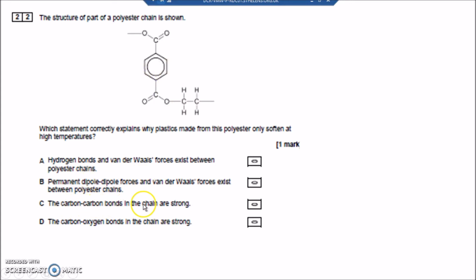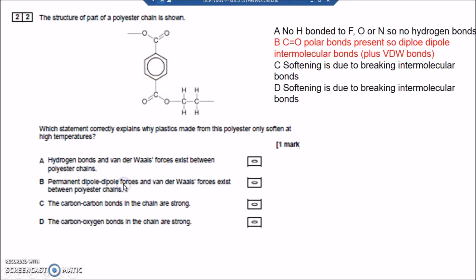The carbon-carbon bonds in the chain are strong. You're not breaking the carbon-carbon bonds within the molecule, you're breaking intermolecular bonds. The carbon-oxygen bonds in the chain are strong. No, you're not breaking bonds within the chain. Your answer is B.